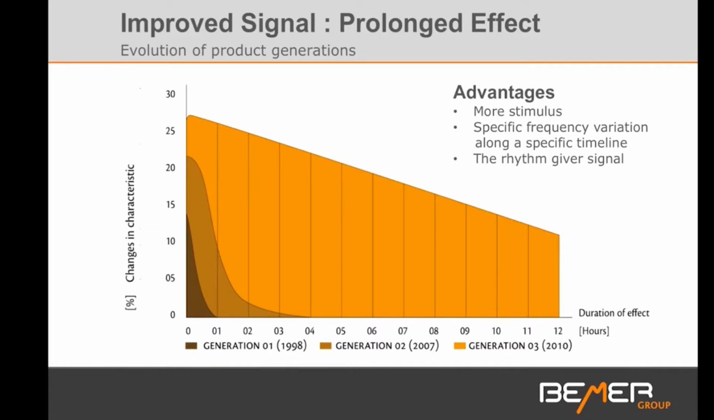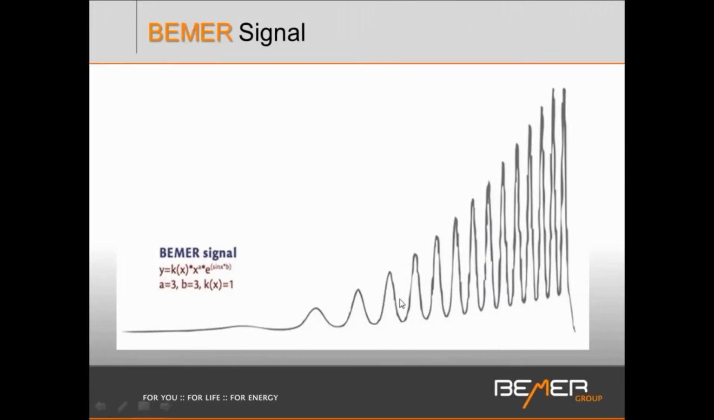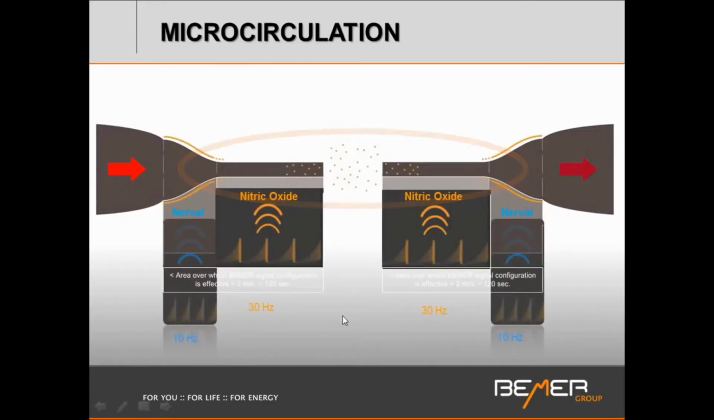In 2007, the plus signal was introduced, and now the effect lasted 3 to 4 hours. Now, since 2010, we have the BEMER Pro and the BEMER Classic. And this effect now lasts 12 to 16 hours. The benefit that you're getting from being exposed to the signal from an 8-minute application lasts between 12 to 16 hours. That is really unsurpassed. Small vessels react to this specific signal configuration. And the timeline is as well very important, and the frequency.